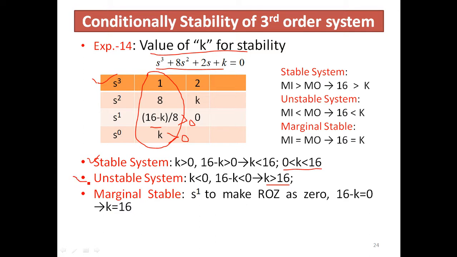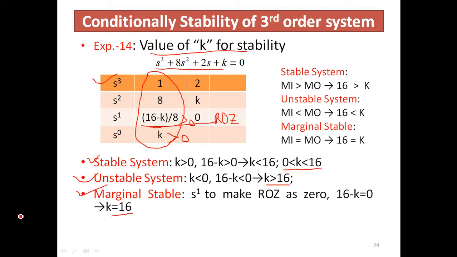The system is unstable. For marginal stability, this row element should be 0, so one row should be a ROZ. For making this coefficient 0, k should be equal to 16. It would be a 0, 0 element. So this row would be a ROZ, a row of zeros, where the system would be marginally stable. So k equal to 16 is where the system is marginally stable. Now consider the multiplication method.